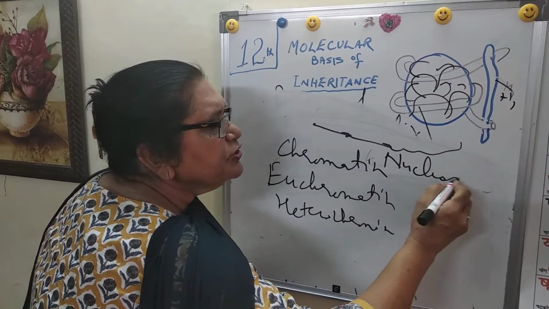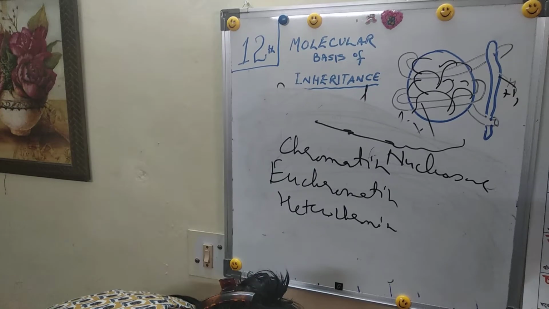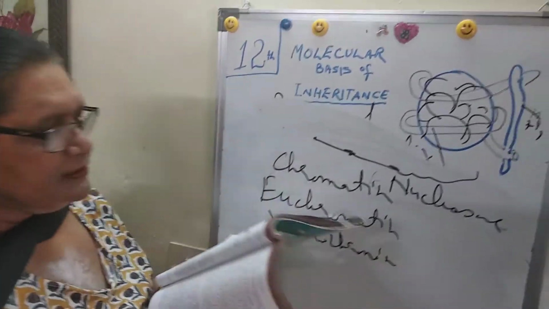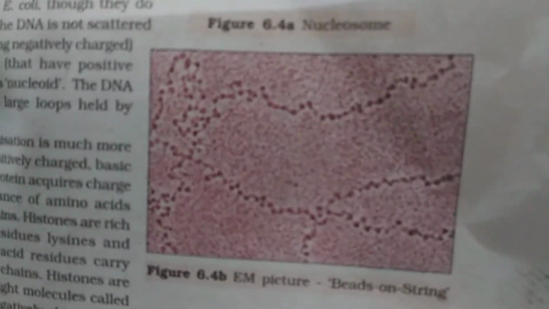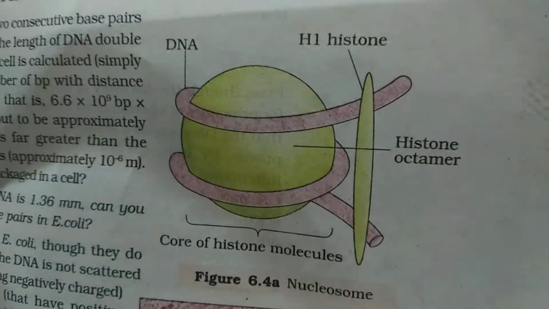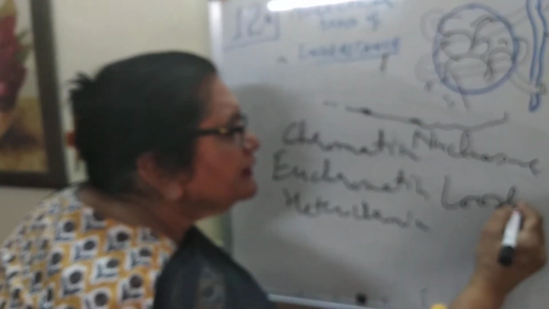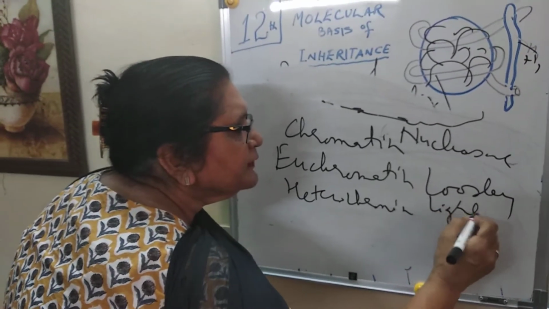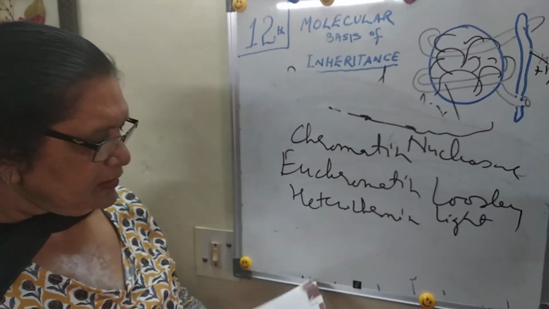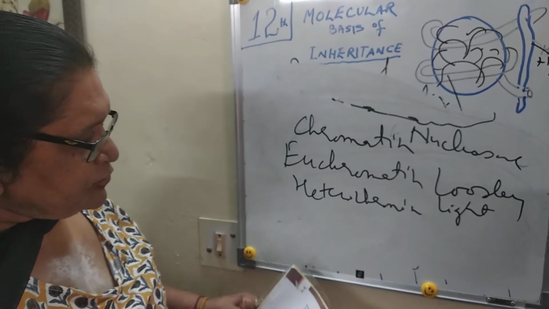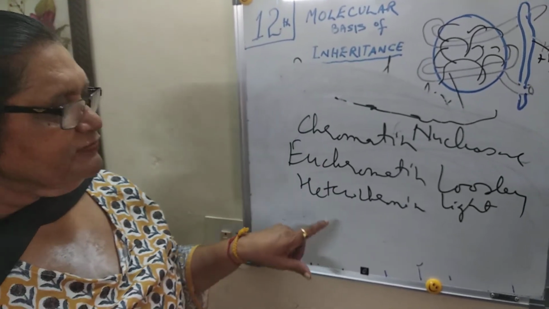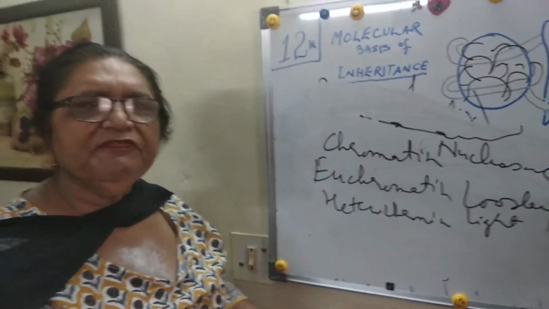This is the diagram of the nucleosome given in your NCERT. That is the nucleosome structure. I have drawn this, and this is the nucleosome, the beaded structure. They consist of 2 types, euchromatin and heterochromatin. Euchromatin is loosely packed, light stained, and heterochromatin is dark stained, right? Euchromatin is more active than heterochromatin, so they play a very important role.